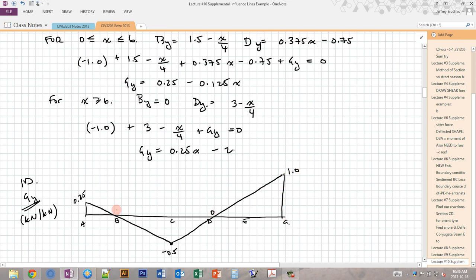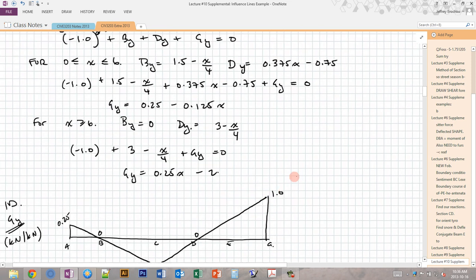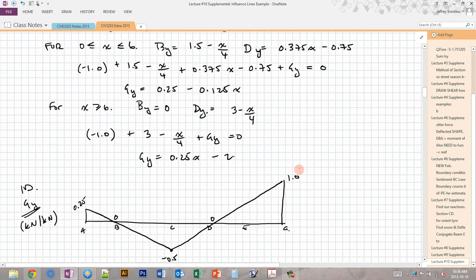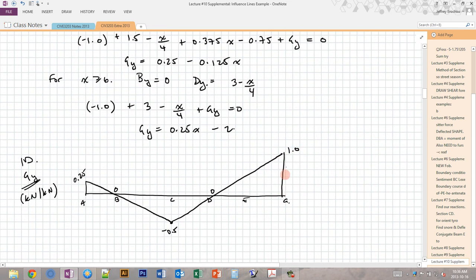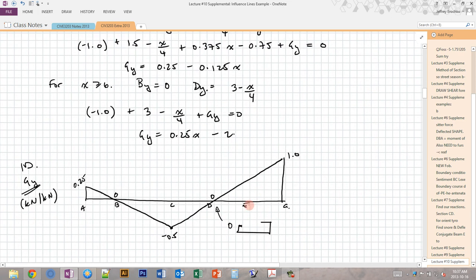And again at D it's 0 and at B it's 0, because when the unit load is above point B, all of the load is going into the reaction at B and none of it can go into GY. And then again at G, as we expect, when the unit load is above G, then all of the load goes into GY, so the influence on GY is 1.0. So again we can see 0 at the other reactions.